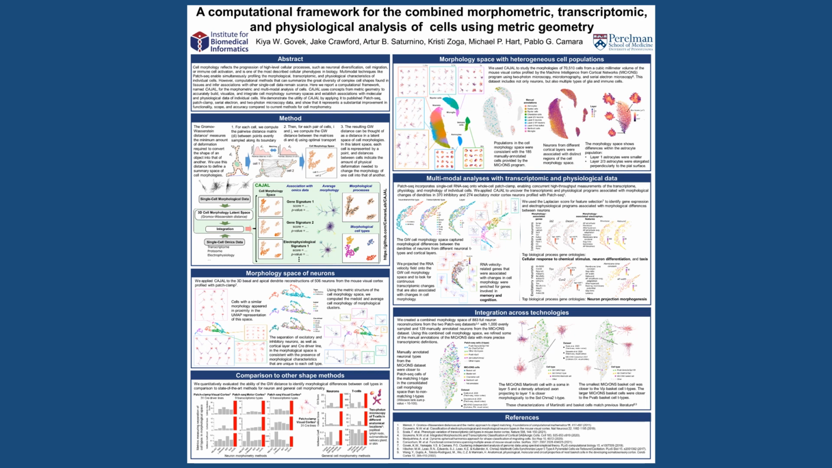Cell morphology reflects the progression of high-level cellular processes and is one of the most described cellular phenotypes in biology. However, computational methods that can summarize the great diversity of complex cell shapes found in tissues and infer associations with other single-cell data remain scarce. Here, we report on a computational framework named CAJAL for the morphometric and multimodal analysis of cells. CAJAL uses concepts from metric geometry to accurately build, visualize, and integrate cell morphology summary spaces and establish associations with molecular and physiological data of individual cells.